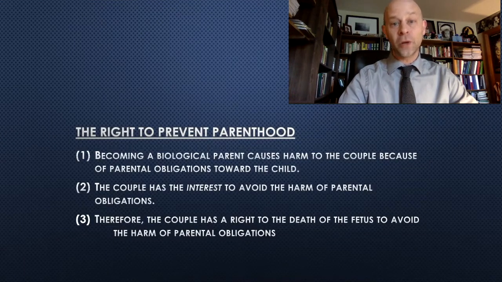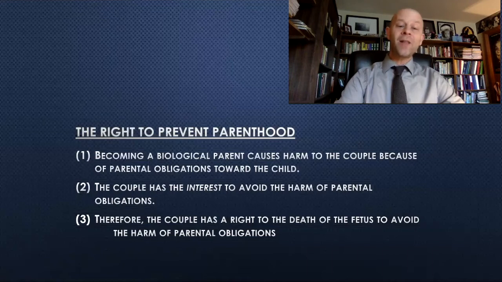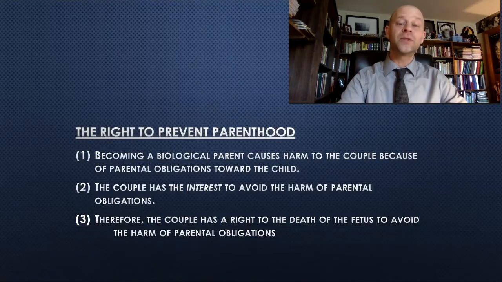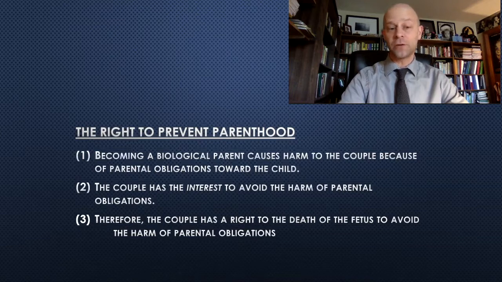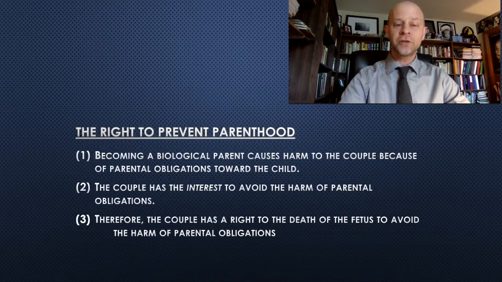So this argument goes as follows. Becoming a biological parent causes certain harms to the couple because of parental obligations towards the child. Second premise says, the couple has an interest to avoid the harms of parental obligations. Therefore, the couple has a right to the death of the fetus in order to avoid the harms of parental obligations. So let's say a few things about this argument first.